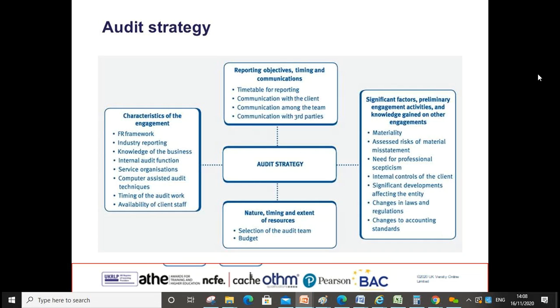Correct framework, industry reporting, knowledge about the business, internal audit. Look at the nature and timing, reporting objectives, and the time and communication. Significant factors include materiality and assessing the risk. You need professional scepticism and to look at the professional guidelines. Internal audit also reduces the risk for the external audit as well.